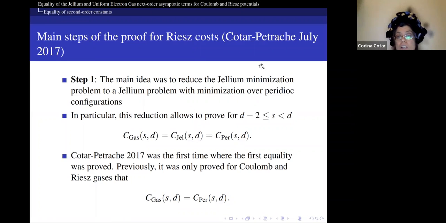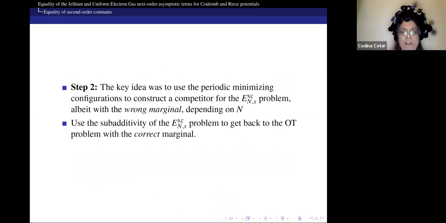And first, in order to do this, we reduce the Jellium minimization problem to the Jellium problem with minimization over periodic configurations. And once we did that, we used the minimizer of this periodic problem to construct a competitor to the optimal transport problem. Things are a bit more complicated because you don't end up constructing a minimizer for the periodic problem with the correct marginal mu. The marginal is slightly different, so then you have to get back to the marginal mu. But in the long run, with a bit of work, it works, and this allows us to show that the limit in the Jellium problem is an upper bound for the limit of the optimal transport problem.